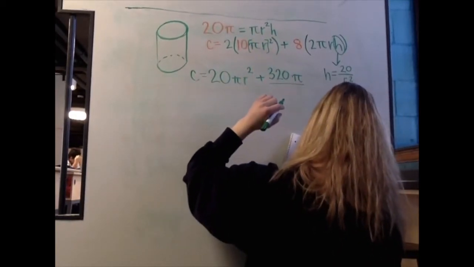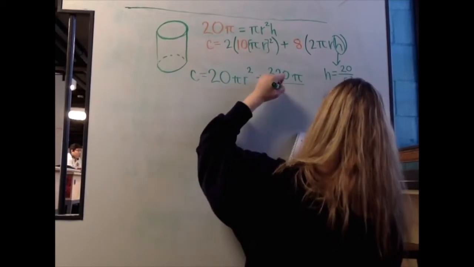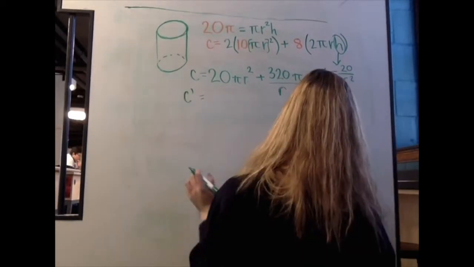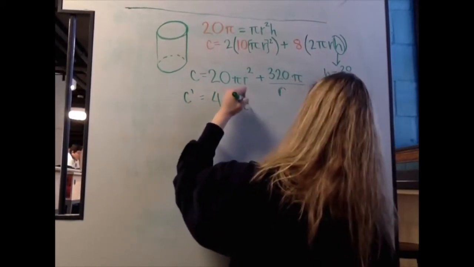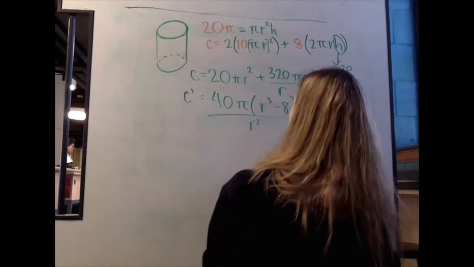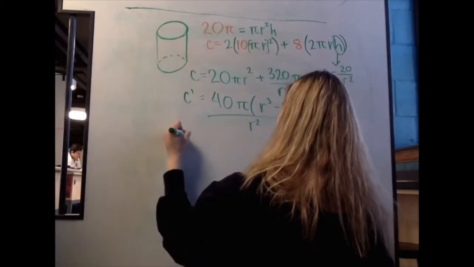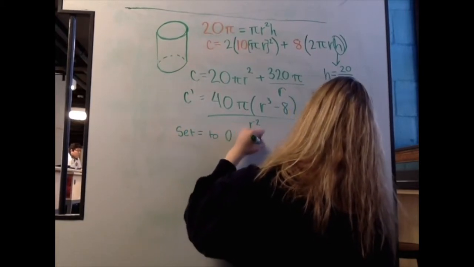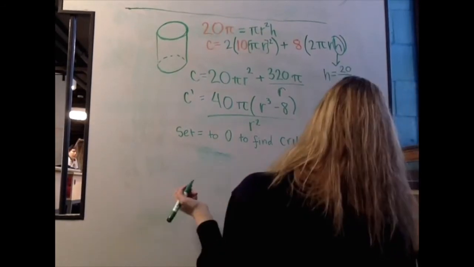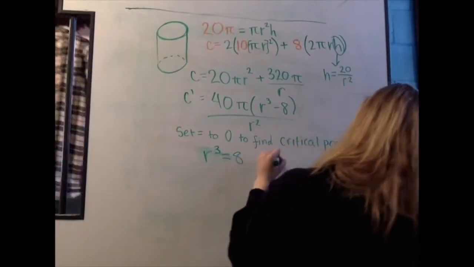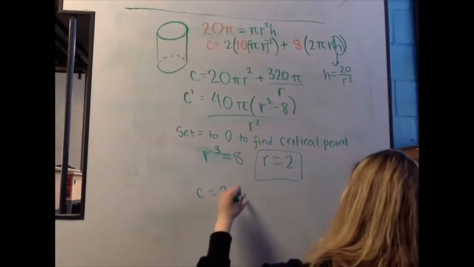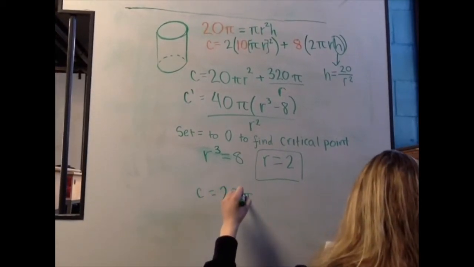Then the derivative of the cost is found, and afterward you set that equation equal to 0 to find the critical points. By factoring that, you can get r cubed minus 8 and set that equal to 0 because it's in the numerator, and you can find that r equals 2 will make the most economical cylinder.